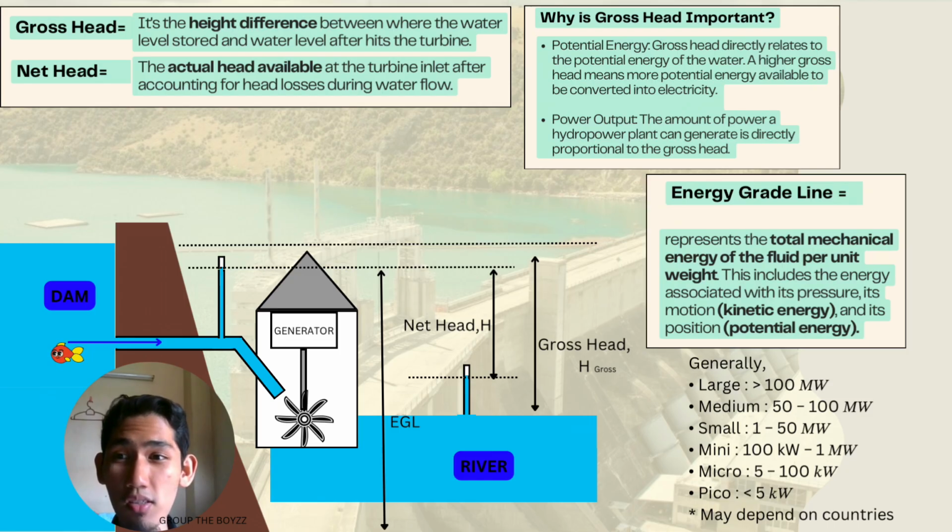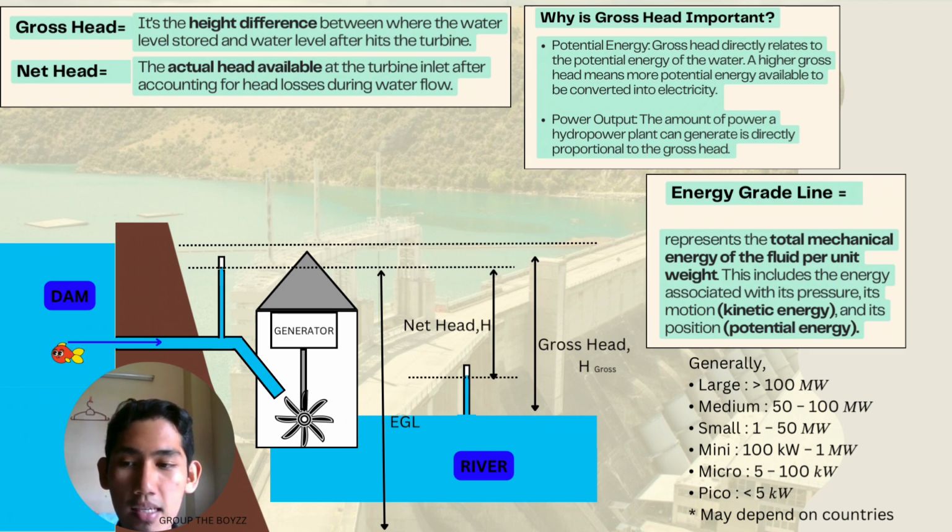Gross head. The gross head is the vertical distance between the water source, like a reservoir, and the point where the water flows out through the turbine. This height difference creates potential energy in the water, which is converted into mechanical energy by the turbine. To put it simply, the greater the gross head, the more energy the water has to drive the turbine.